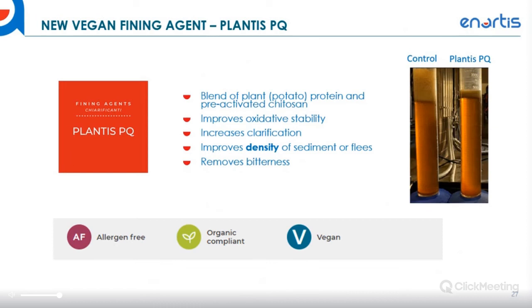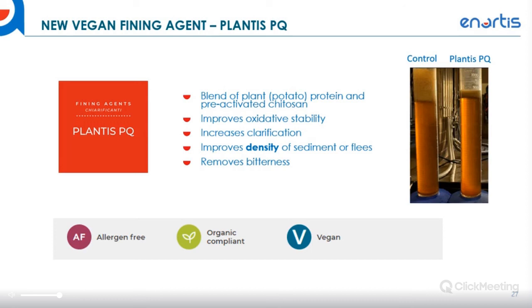A new exciting blend that has just come out this last year is a blend of potato protein and pre-activated chitosan. It improves oxidative stability, increases clarification, improves density of sediment of the fleas or the lees in classic static clarification, and also removes bitterness. And it is allergen-free, organic compliant, and vegan.